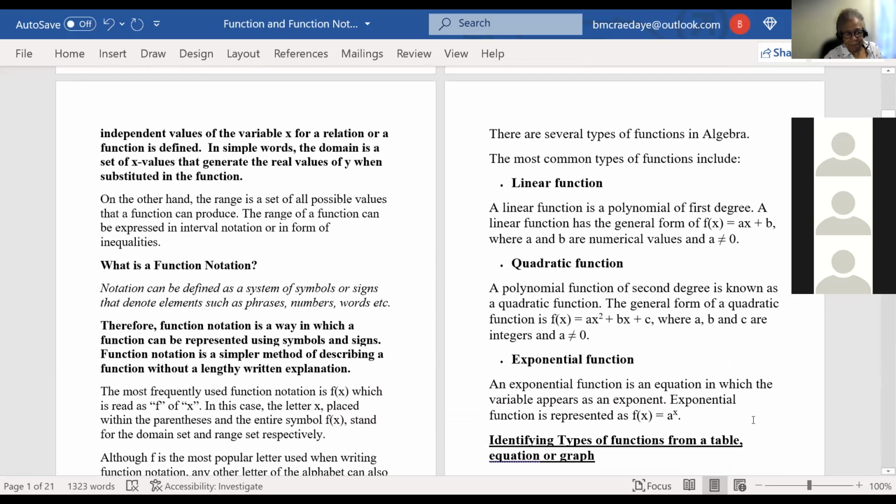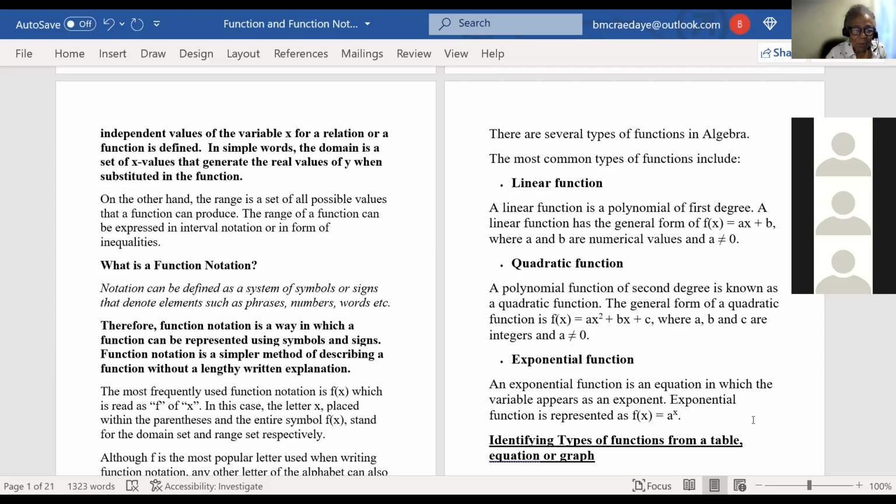No, I didn't say a graph. From an equation, linear functions have the form mx plus b. Y equals mx plus b, except it's f of x equals mx plus b. All right.